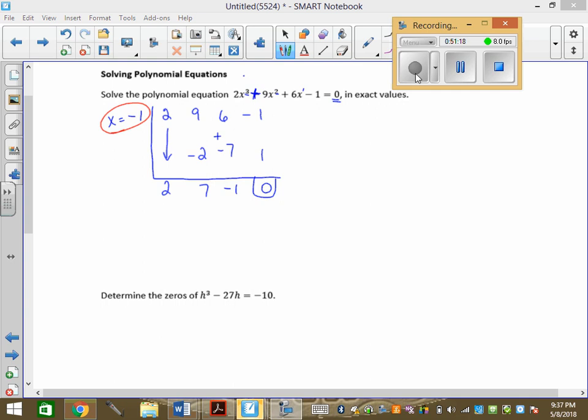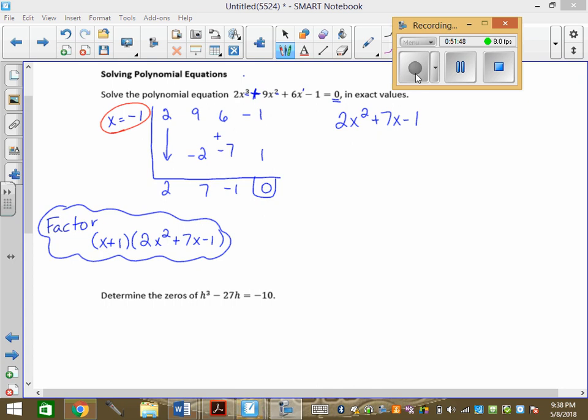So now we have 2x squared plus 7x minus 1. And I try and factor it. And I say, what times what gets me -2? And what plus what gets me 7? There's nothing. If this was factored, if I asked you to factor it instead of solve, your answer would be x plus 1, because that would be the factor to x equals -1. And you'd have 2x squared plus 7x minus 1. And you would be done if I said factor.